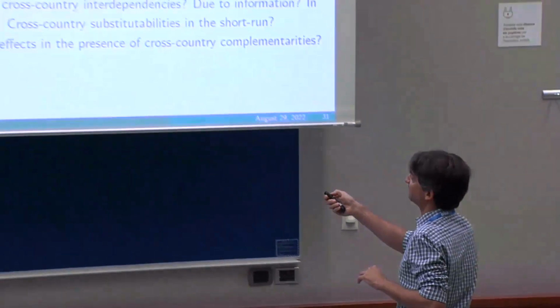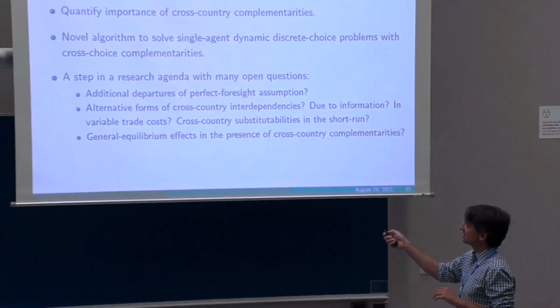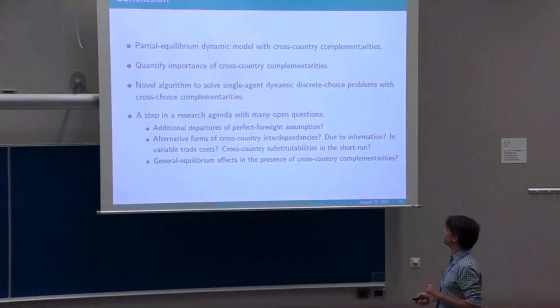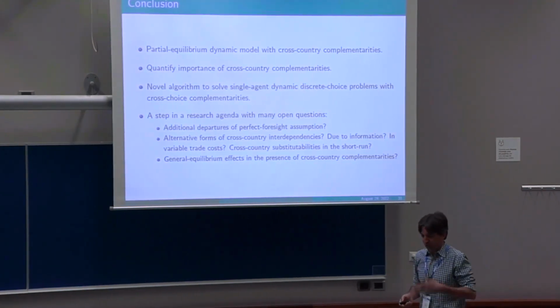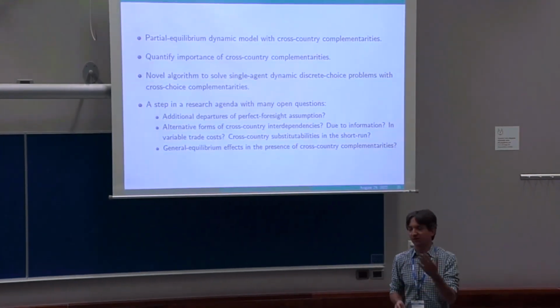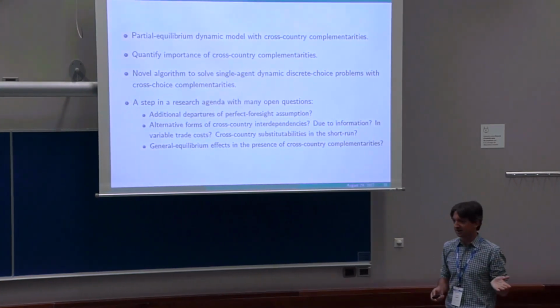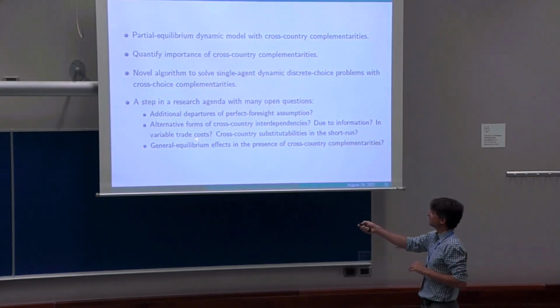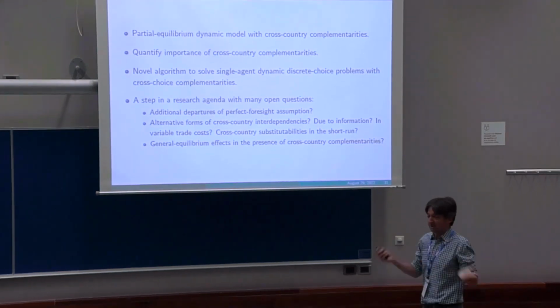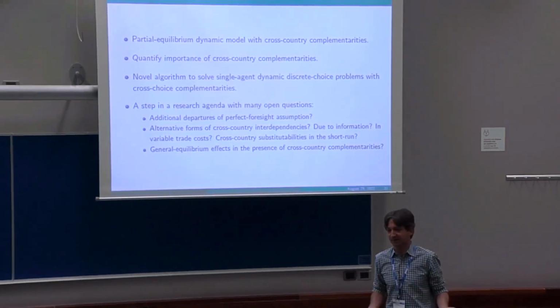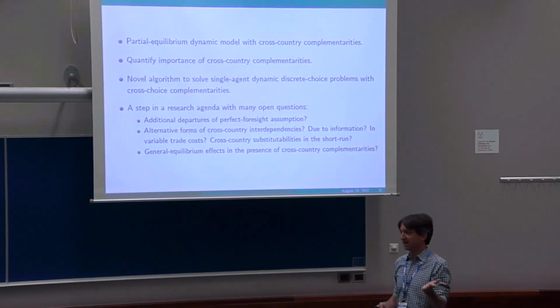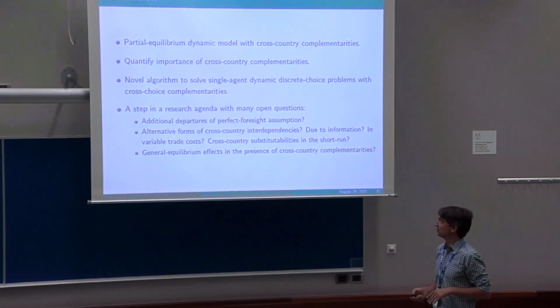Then you could say, well, we just model cross-country interdependencies in one particular way, through the fixed cost. But maybe you don't want to put it through the fixed cost. Maybe it's information. Maybe firms go to a country and they learn about their demand shifter in other countries. Or maybe it should be going on the variable trade cost. Or maybe there shouldn't be complementarities. Maybe in the short run there are substitutabilities. If you export to one country, maybe your marginal cost in other countries goes down, right?